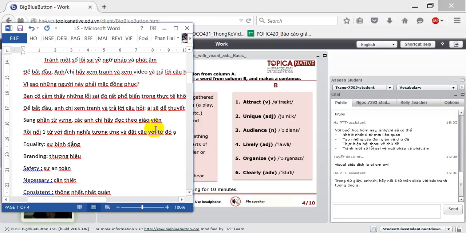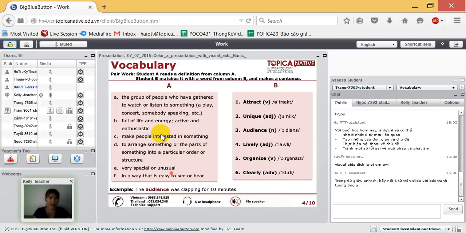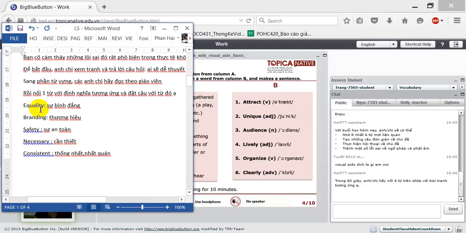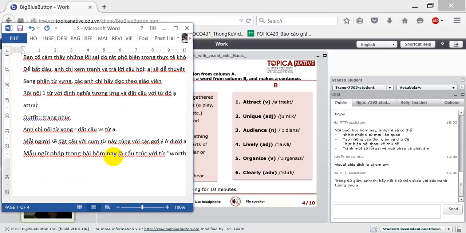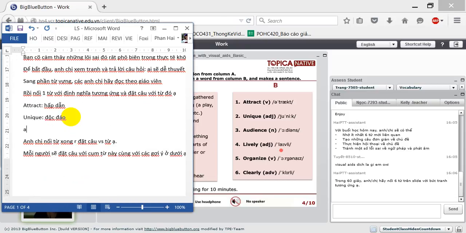Now, in our next exercise, we're going to work on some vocabulary and pronunciation. And this is also some pair work. We're going to start out by reading the 6 words in column B. And each of these words matches a definition in column A. And the words are attract, unique, audience, lively, organize, and clearly.